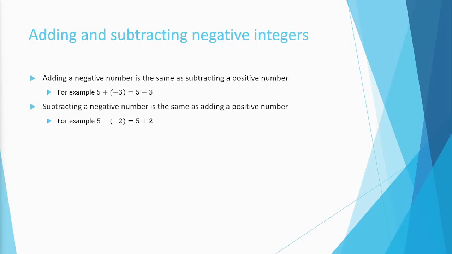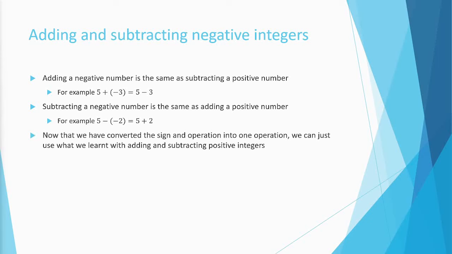You'll notice in both examples, I've put that negative number in brackets so that I'm not confusing that negative sign with the operation beforehand. Now, for both of these examples, we've had to change that operation and remove the sign, and that is how we deal with negative integers when we're adding and subtracting. So let's have a look at a couple of examples here.